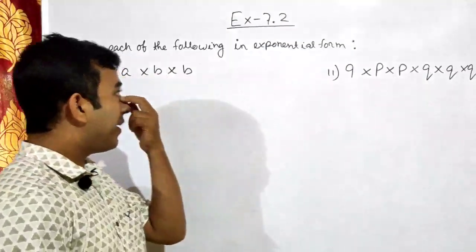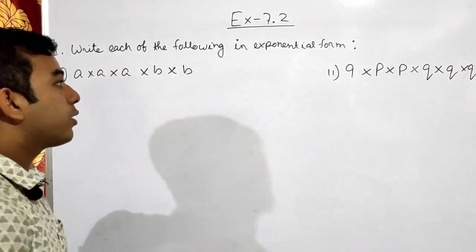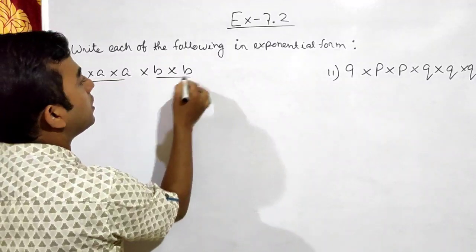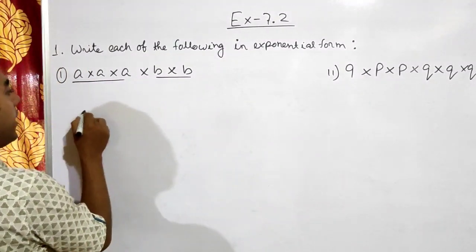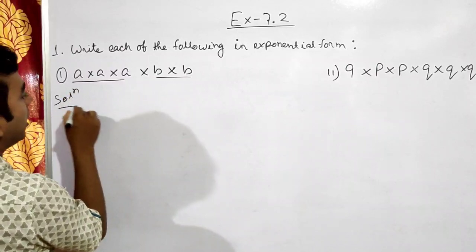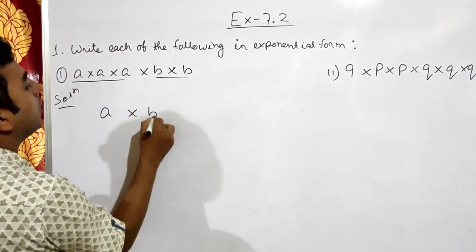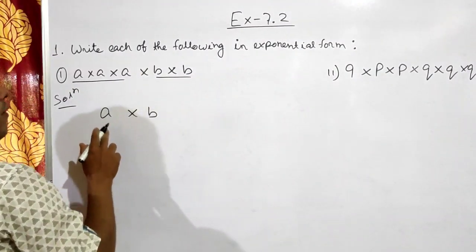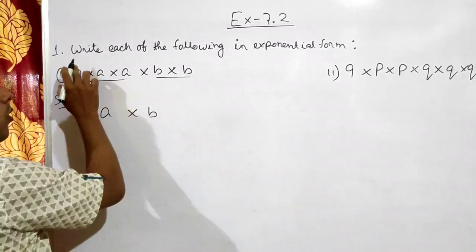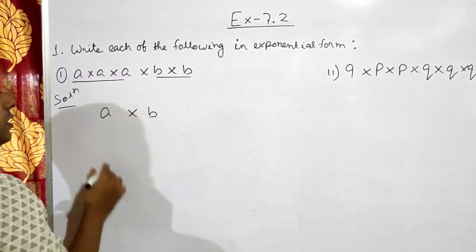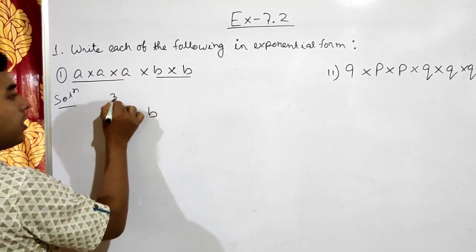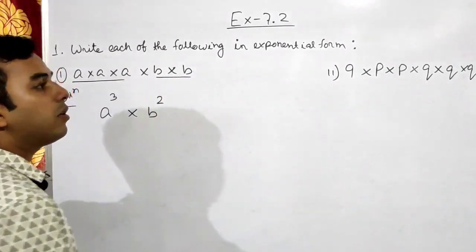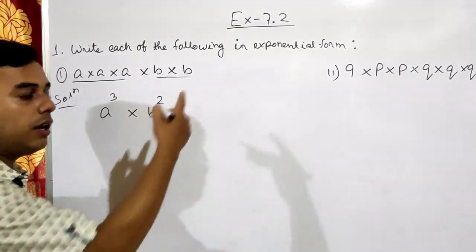So here in the first case, which number is multiplied? Look, two literals are multiplied. First one is a and second one is b, isn't it? So first we write the solution: a and b. Now we find out how many times a is multiplied. Look, 1, 2, 3 times a is multiplied, so we write it as a to the power 3. Here b is multiplied how many times? 2 times. So we write it as b to the power 2. Finish. Let's move to the next one.